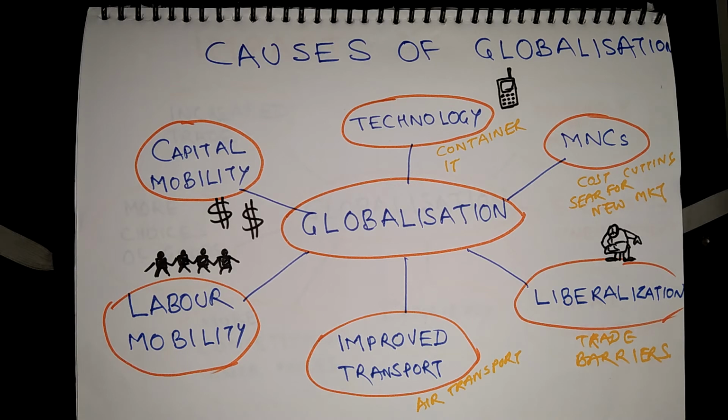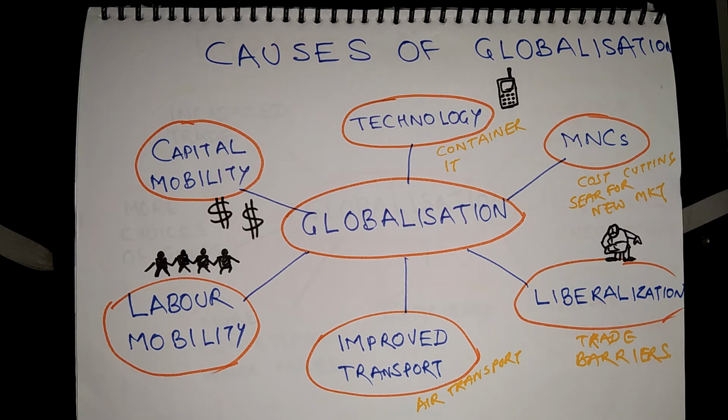Then MNCs, the multinational corporations, also help, because for any organization the sole purpose is to earn maximum profit. There can be two ways of maximizing profit. One is by increasing the profit margin, which is not always possible because of competition. Another way is to reduce costs. Cost reduction can be done by spreading the different parts of operation or manufacturing processes to different locations.